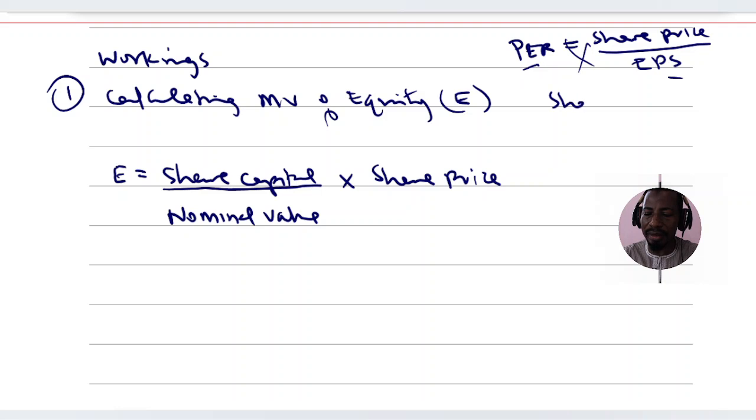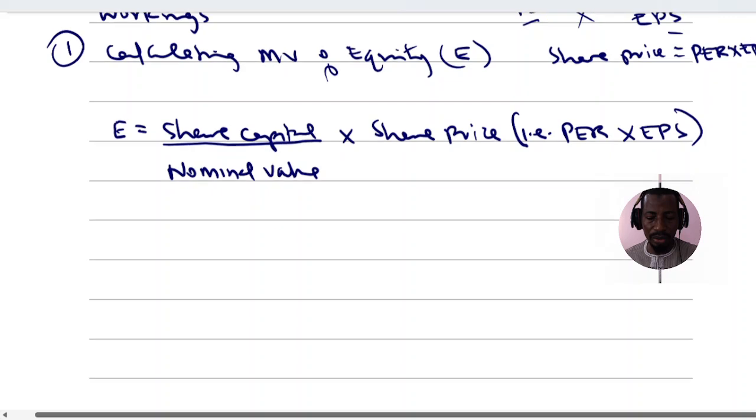Therefore, share price will be equal to price earning ratio multiplied by earnings per share. That's what you need to do. That's what the examiner has hidden in the question. So go and look for it. So to get my share price, it is price earning ratio multiplied by earnings per share. That's how we are going to get our number.